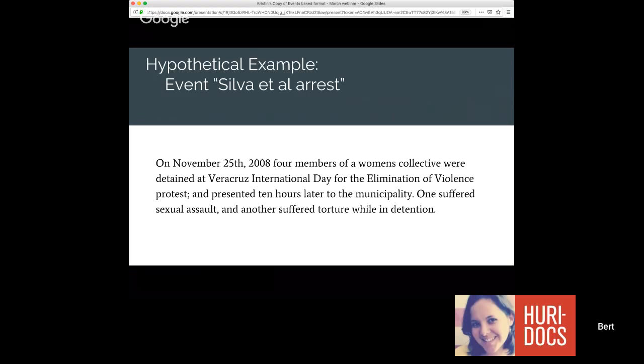For this presentation, we'll be using a sample case of how the events method for documenting human rights violations is applied in an event that is called the Silva and others arrests at the 25 November protest. And basically the scenario is that on 25th November 2008, four members of a women's collective were detained at Syracuse during the International Day for the Elimination of Violence. They were presented 10 hours later to the municipality. One suffered a sexual assault and the other suffered torture while in detention.